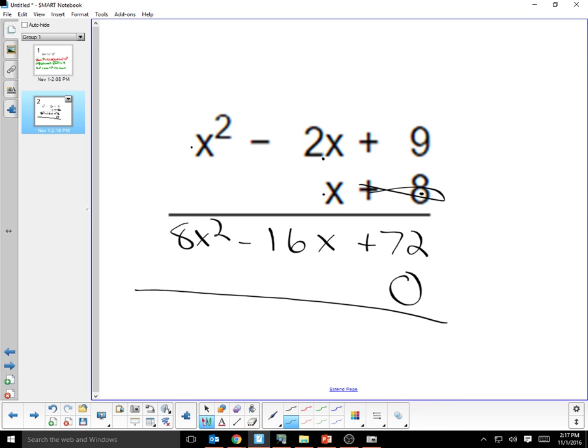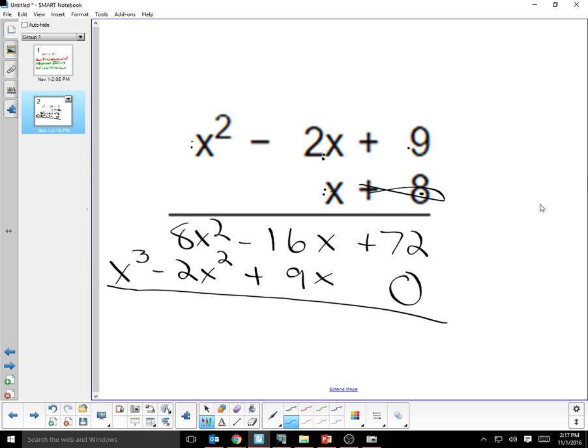Now, what's x times 9? 9x. It's a positive 9x. What's x times 2x? Negative, yeah, thank you. I said 2, didn't I? That would be negative 2x. What's x times x squared? X cubed, or x to the third.